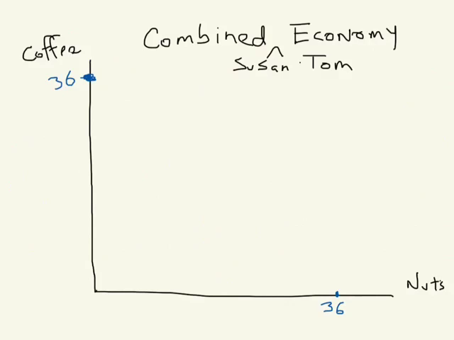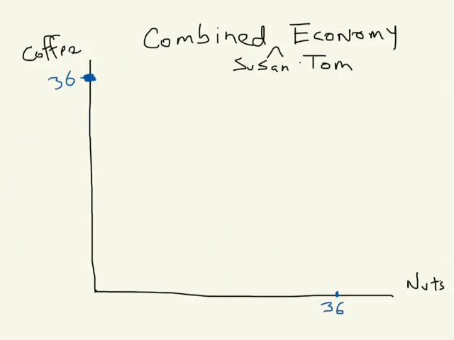Let's start up here at producing 36 pounds of coffee. Who should we send first to get the nuts? So let's say we send one person's hour off to gather nuts. Who should it be, Tom or Susan? Well, to send Susan gathering nuts, we'd have to give up 2 pounds of coffee to get 1 pound of nuts. But if we send Tom, we only give up 1 pound of coffee to get 2 pounds of nuts. So if we're just going to send one person for 1 hour, it's going to be Tom.